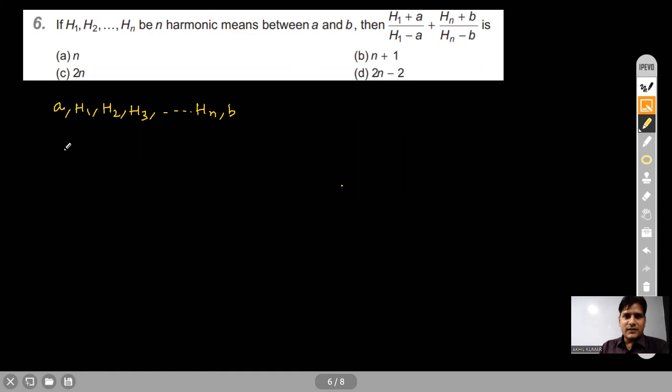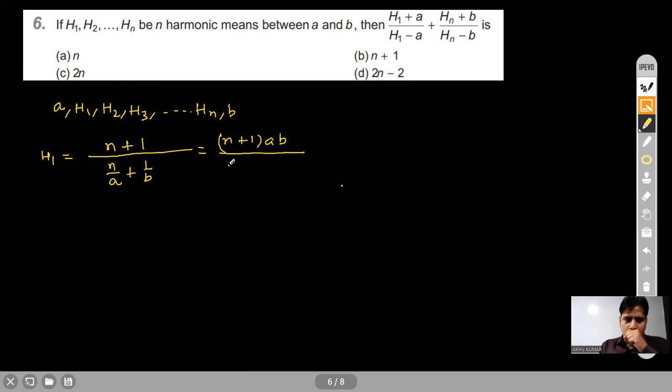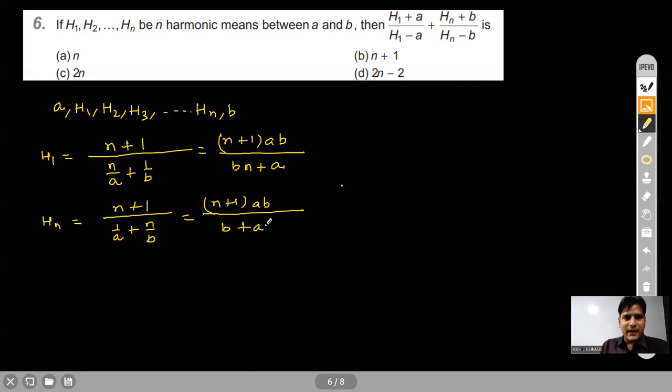So let's simplify it. Let's first find out the value of the first harmonic mean and the nth harmonic mean. What will be the first harmonic mean? We are inserting n harmonic means, so it will be n plus 1 upon n upon A plus 1 upon B, right? So further we can simplify it as n plus 1 into AB upon Bn plus A, right? And what will be our nth harmonic mean? Our nth harmonic mean will be n plus 1 upon 1 by A plus n upon B. So it will be n plus 1 into AB upon B plus An, okay?